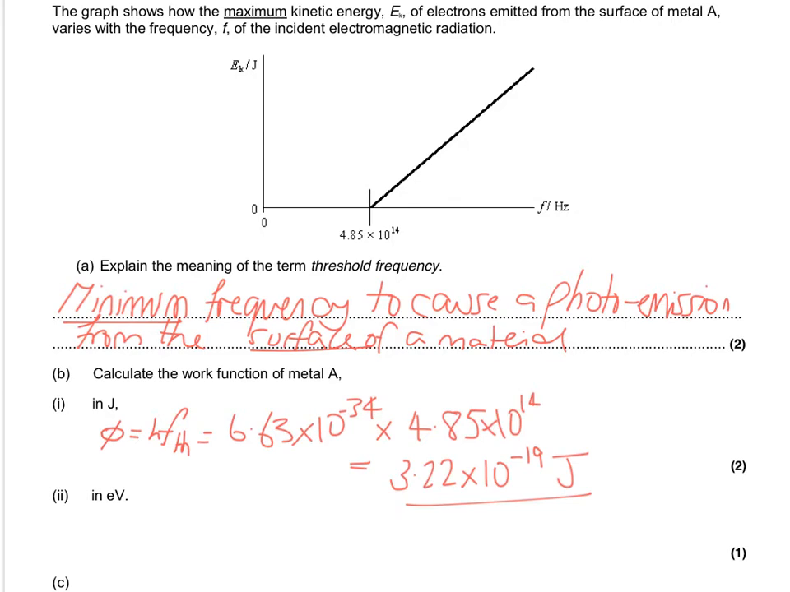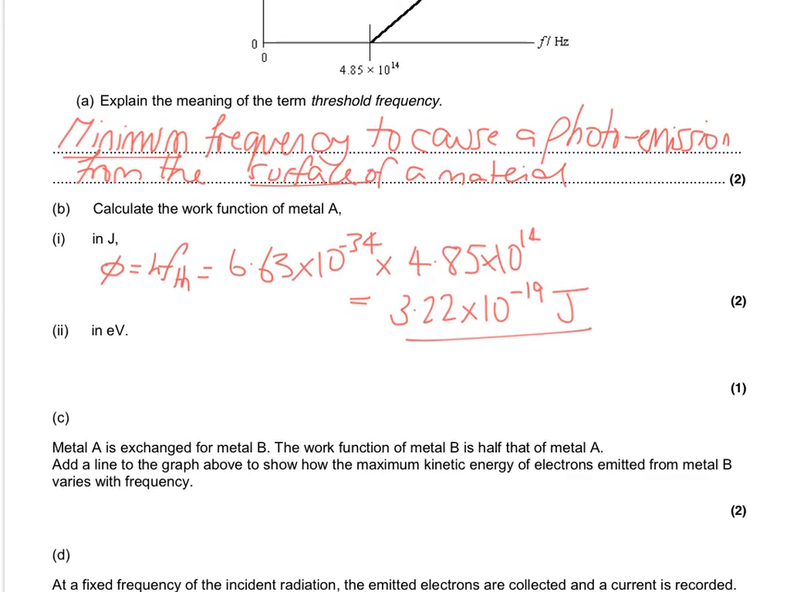Okay, so the next question wants us to convert that into electron volts. So we know an electron volt is 1.6 times 10 to the minus 19. So we can see this number here we've got is approximately double 1.60 times 10 to the minus 19. So we're expecting something around 2. But let's actually do the calculation.